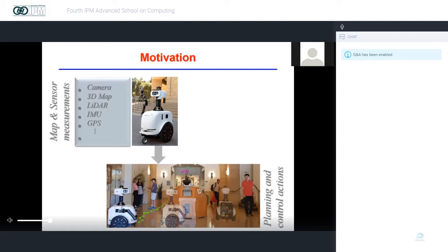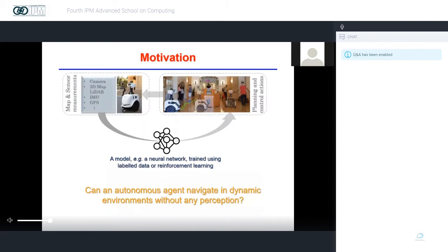And actually, there is a lot of research out there which tries to build robotic applications where the planning is done directly from the sensors with a learned model, for example a neural network trained using labeled data or reinforcement learning to do the planning task. With all respect, this might be applicable and useful in an environment which does not have any dynamic object.